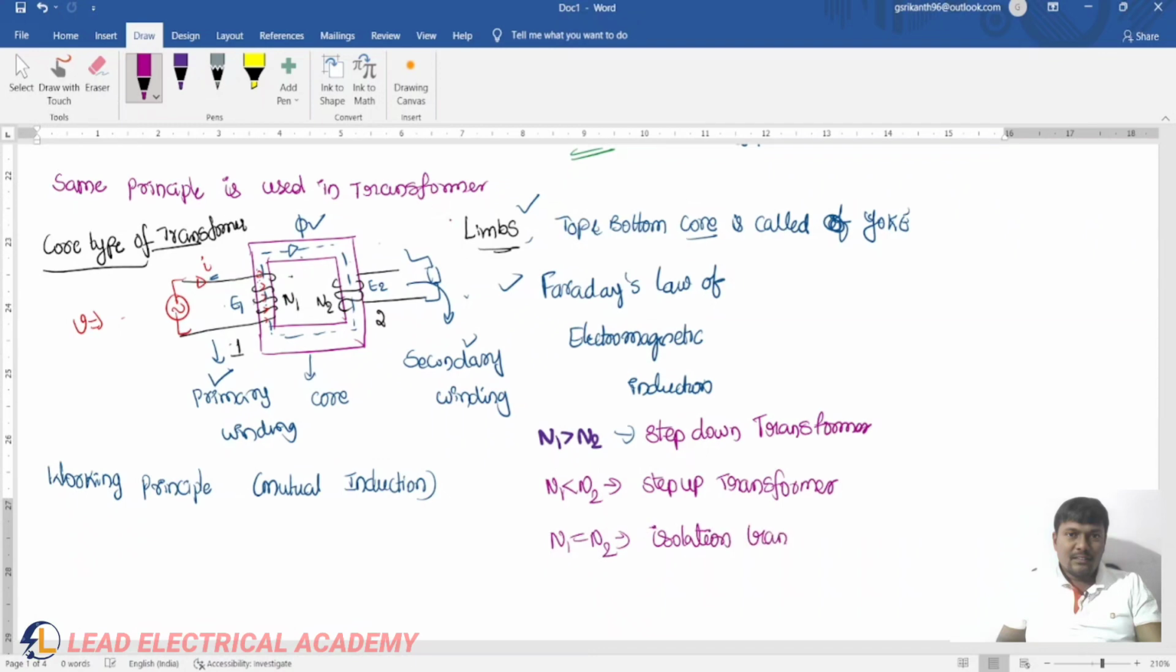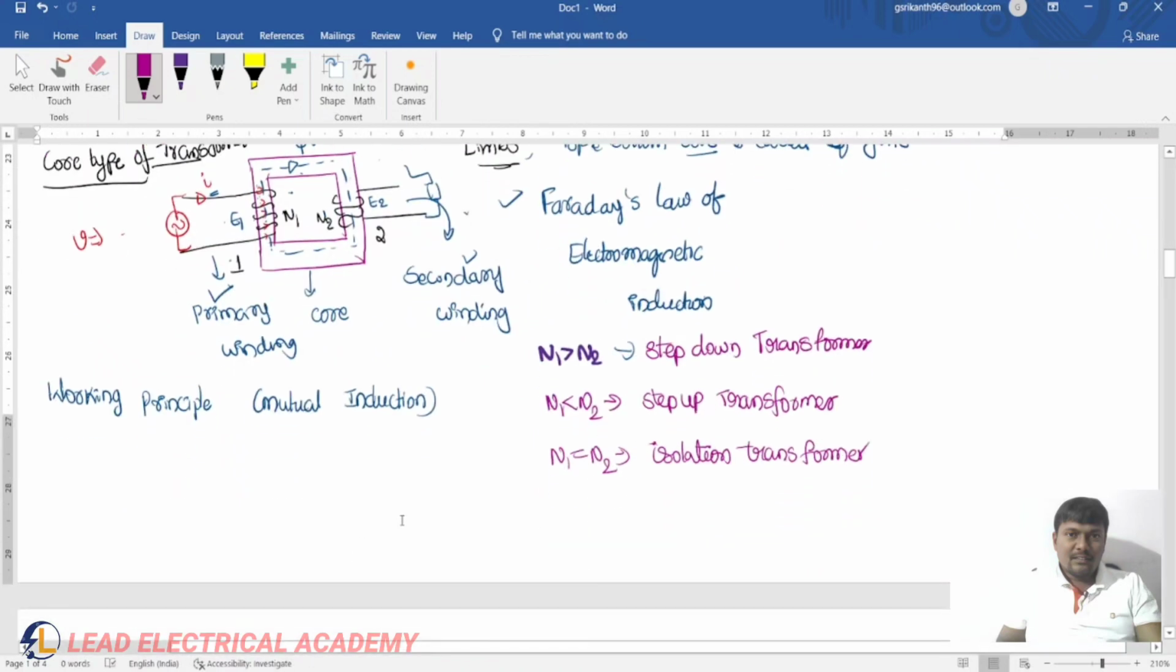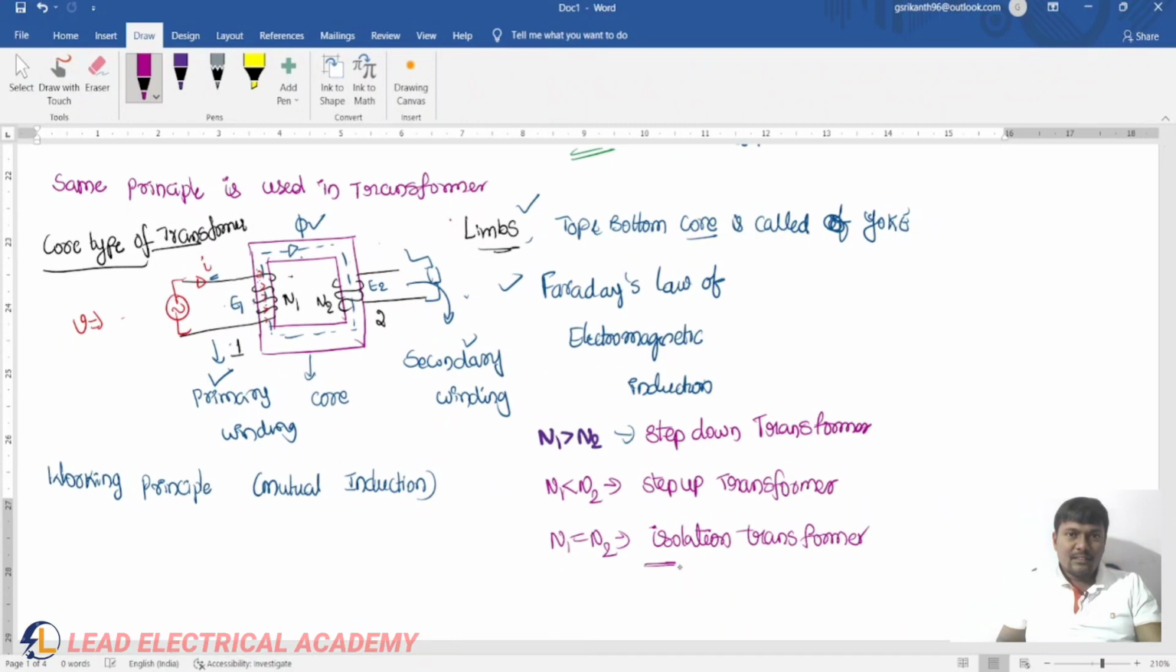That is called the isolation transformer. So these are very, very important. And this isolation transformer is used in adapters, for example for laptops.